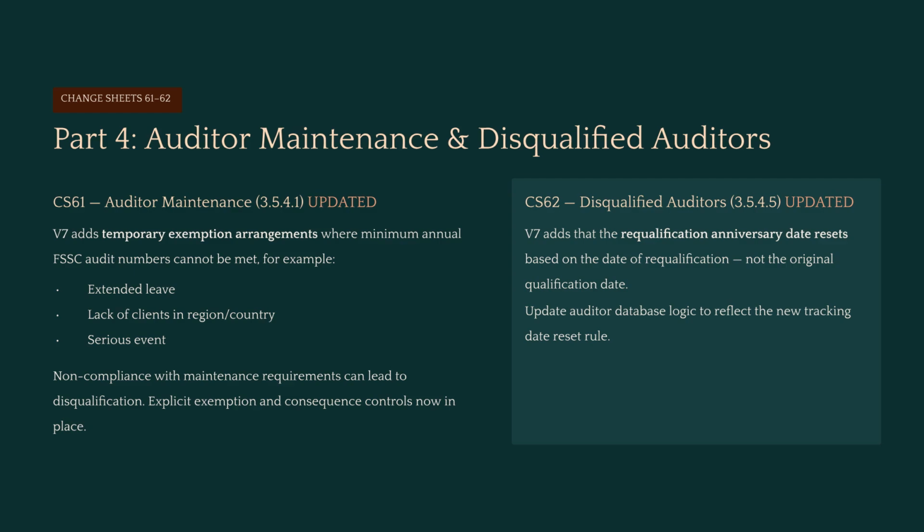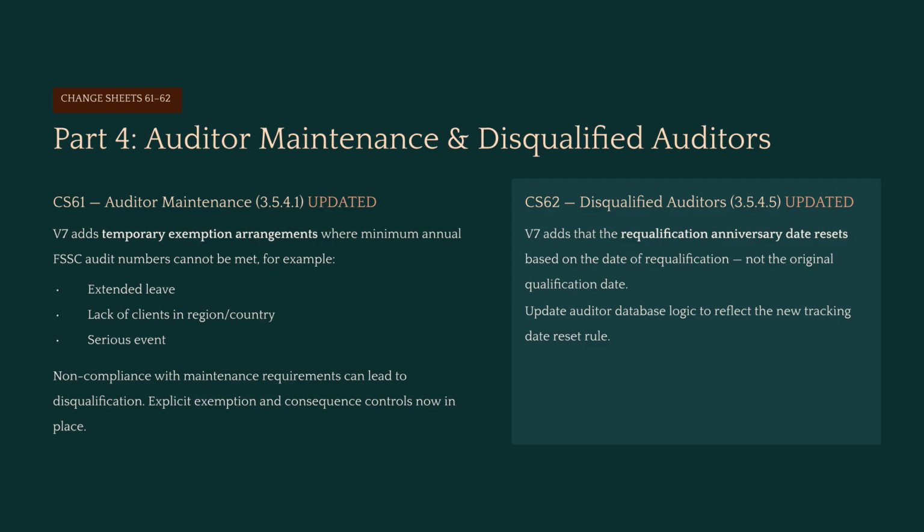Under Version 6, there were requirements for requalifying a disqualified auditor, including additional training or calibration, a successful witness audit, and a new approval document. Version 7 adds an important tracking detail. The requalification anniversary date is reset based on the date of requalification. This means the new competence cycle starts from the date the auditor is requalified, not from the original qualification date.